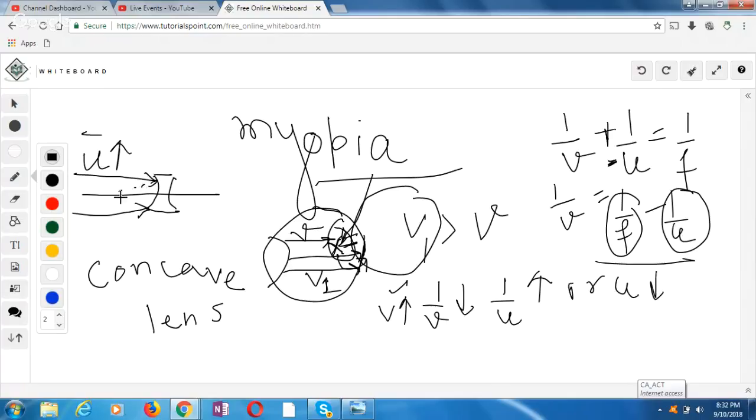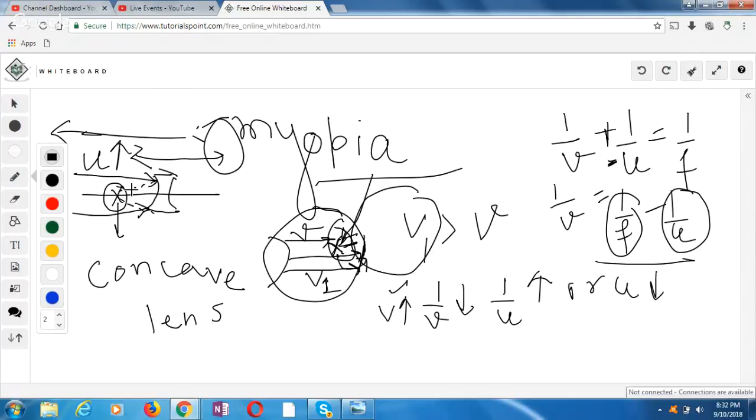Because what happens after refraction? Where does it go? So after refraction, the new image of the object will be at this particular position. So for a normal eye, the u was from here to here. Now it has changed to this new value which is lesser than the previous value.